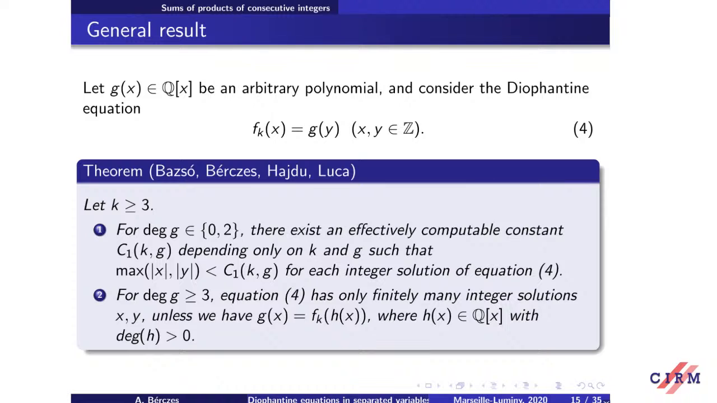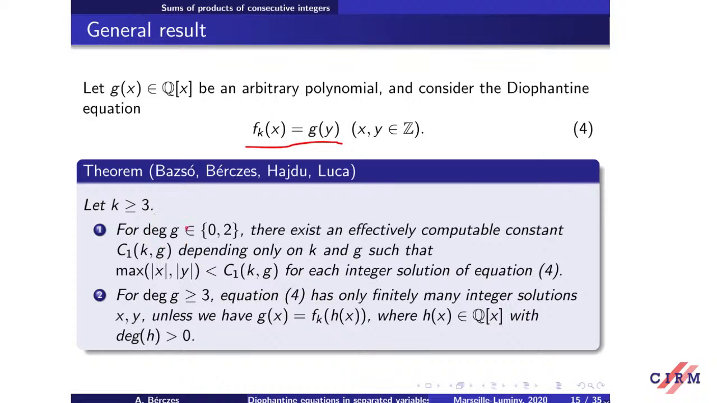This theorem was used to prove the second part of the following more general result. Let g of x be a polynomial with rational coefficients, and consider the Diophantine equation f_k of x equals g of y. So now the right-hand side is an arbitrary polynomial, and on the left-hand side we do have this polynomial, which is the sum of products of consecutive integers. Assume that k is larger or equal to 3.